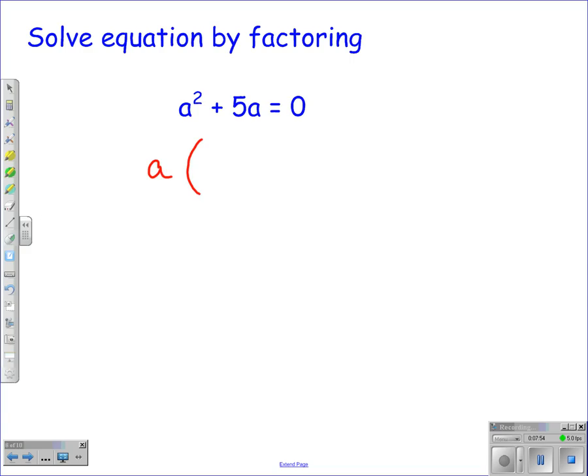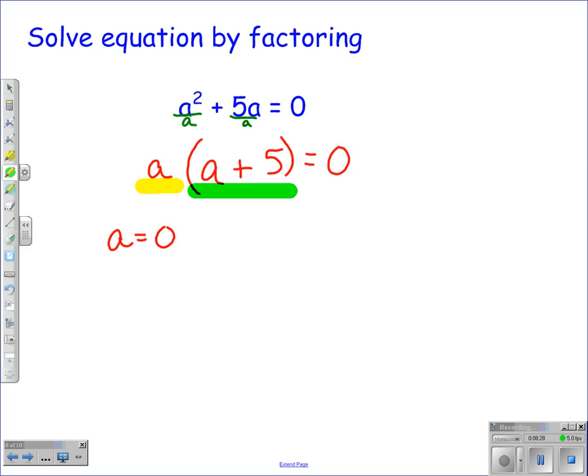And so when you think about dividing by a on both of these so that you can factor it out, a squared divided by a is a. 5a divided by a is positive 5. And this is equal to 0. Now we have two items being multiplied together equals 0. One of them must be equal to 0. So we start out with our monomial factor, and we're going to set that monomial factor equal to 0. Then we also have a binomial factor, and we'll set that binomial factor equal to 0.